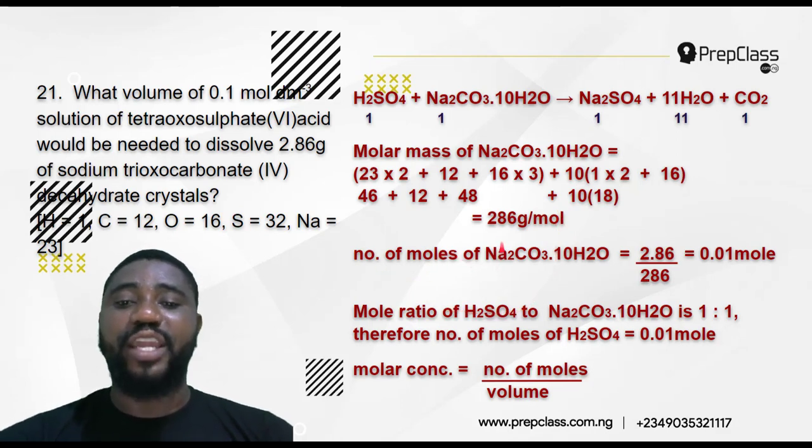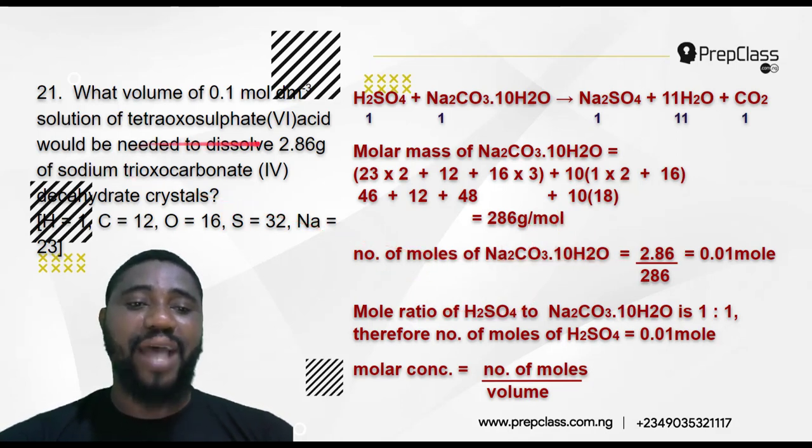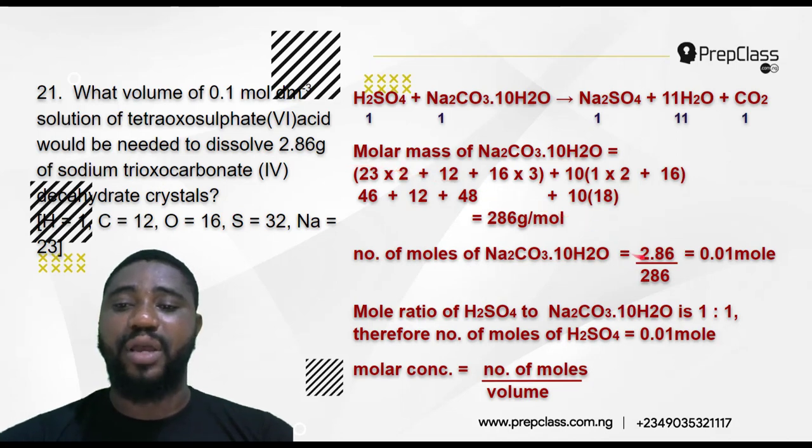Now, the number of moles of Na2CO3.10H2O becomes its mass, 2.86 gram, divided by its molar mass, 286 gram per mole. That gives you 0.01 mole. Alright. Now, the mole ratio of the acid to the hydrated salt is 1:1. You can see it here, 1:1. That's the mole ratio of the acid to the salt.